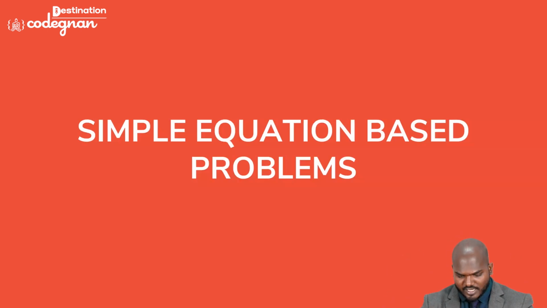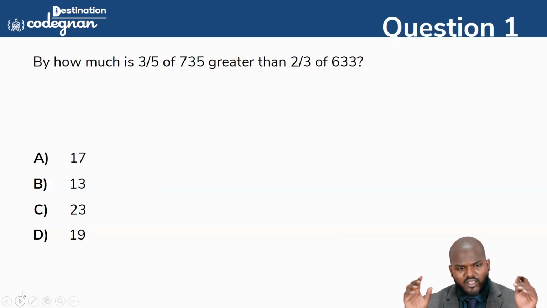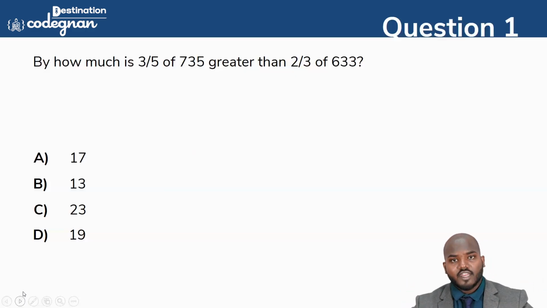Okay, we'll move to the question, guys. It's a very simple question. How much of 3 over 5 of 735 is greater than 2 over 3 of 633? It is mentioned here. So how can we say this, guys? They are saying greater than, but many people will put a plus over there. Greater than means it indicates a value difference, like a symbol like this.